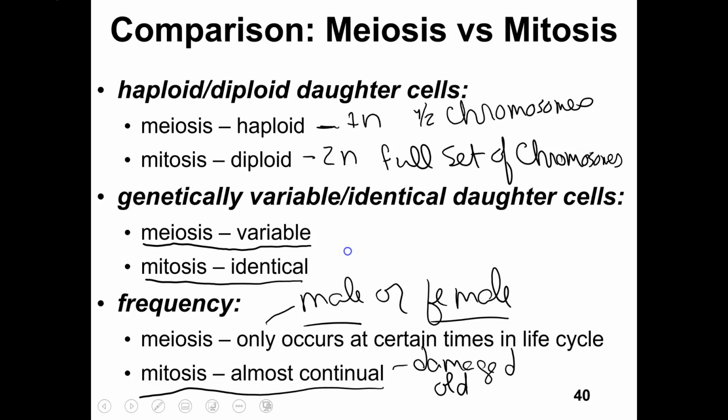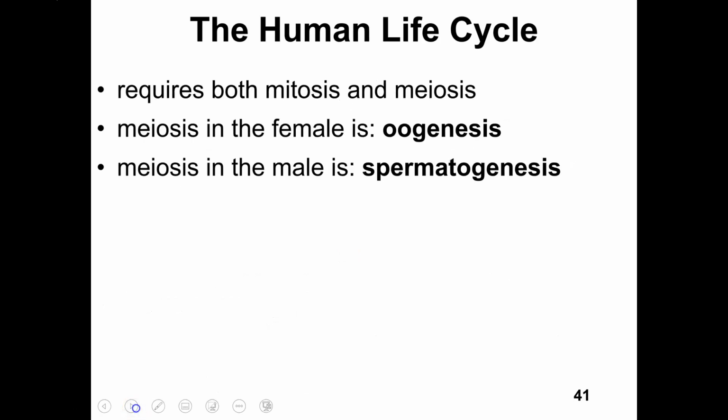So the last thing we're going to really talk about is the human life cycle with meiosis and mitosis. So this is oogenesis and spermatogenesis. I'm going to save that for one more video.